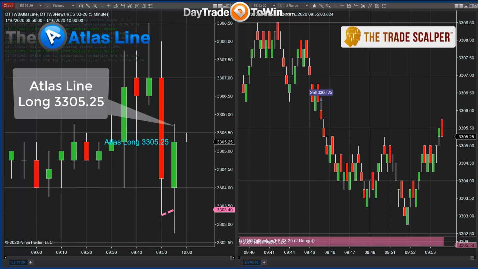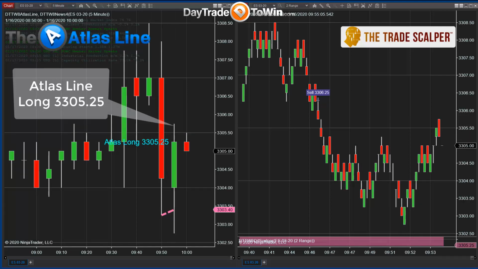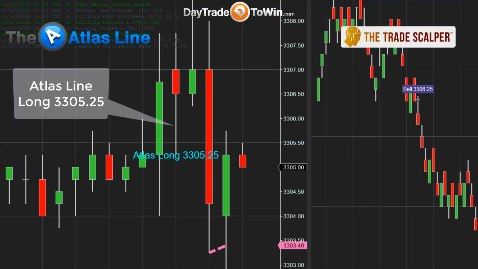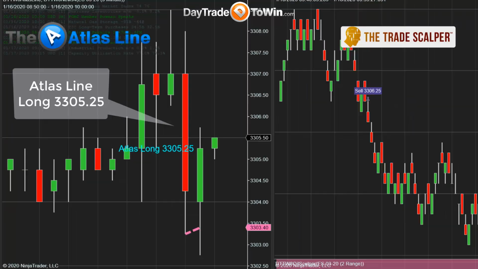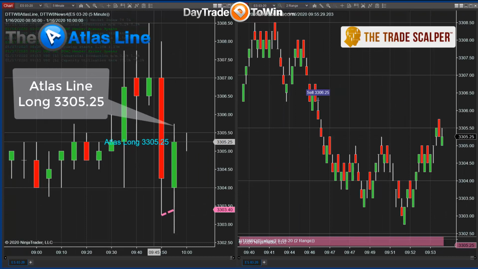So what we have is a long on the Atlas line. That's great. So what we have is an exact entry, 33.05 and a quarter, to go long. A couple of things here. The first thing is you see how we're entering close to the Atlas line, which is printed there in that beige color right there.